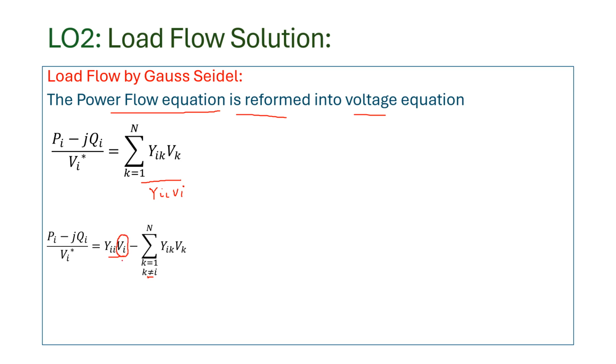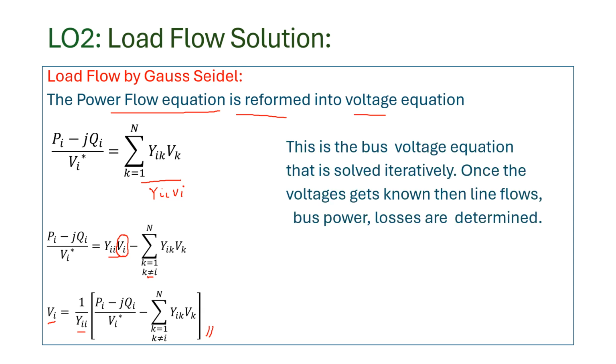We are trying to get this equation. So we can see here V_i equals 1 divided by Y_ii, in brackets, P_i minus jQ_i divided by V_i conjugate, minus summation Y_ik V_k. Now this is the equation which we have to remember. This is the voltage equation that is solved in the Gauss-Seidel method for obtaining the load flow solution, and it is solved iteratively. What is iteratively? We will come to know in the next slide.